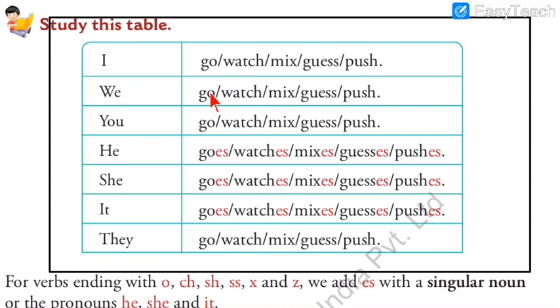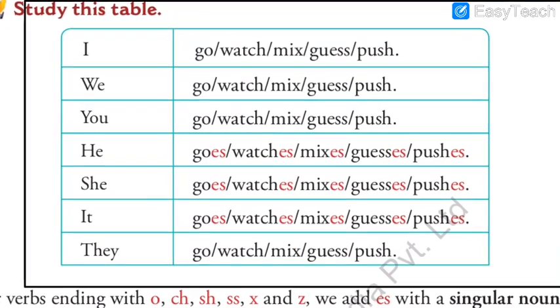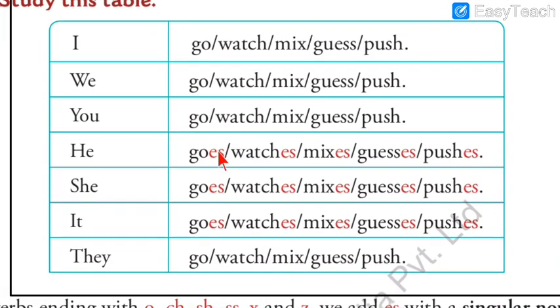Next one, we go, we watch, we mix. Again, we don't add s or es. Same with you. But when it comes to he, she, it, if you can observe, he goes. So we added es with go. We just added es with go because for the plural of it, we cannot say gos. It is not a word in the grammar, correct? So go will become goes.